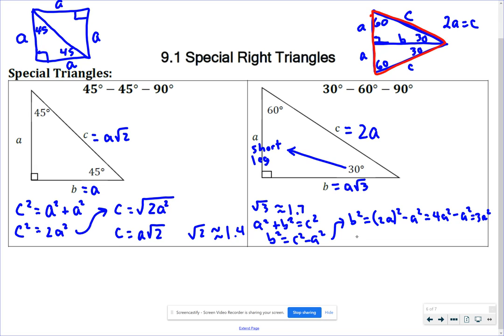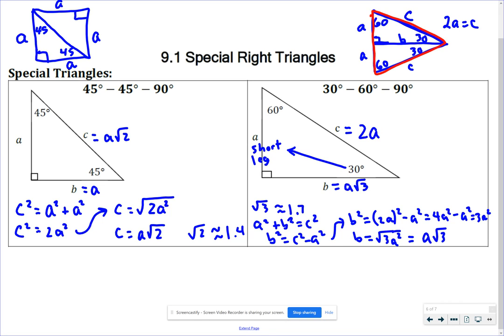So in other words, if I take the square root of both sides of that, B is the square root of 3A squared. The A squared comes out as an A, and I have B equals A times the square root of 3. It's just from the Pythagorean theorem. These relationships come from the Pythagorean theorem.